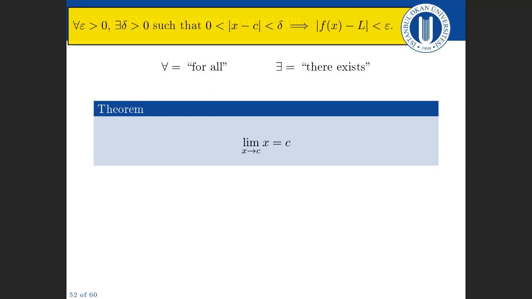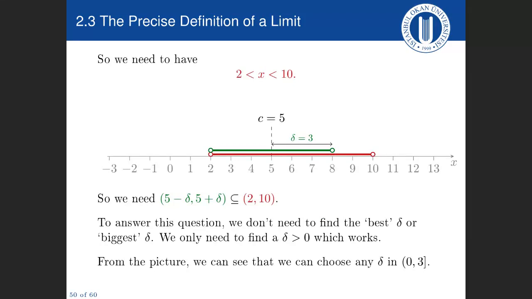Now, let me introduce two symbols. .001 is not the correct answer. If I go back to this picture, if we chose delta as some number which is bigger than 3, for example, 3.001, then the green interval is not contained inside the red interval. In our calculation, we found that we must be in the red interval. So we need our green interval to be contained inside the red interval. If delta is bigger than 3, then we're going to come out of the left side.